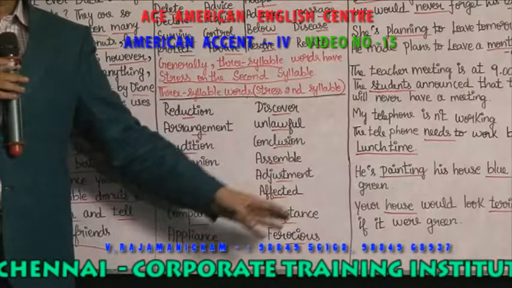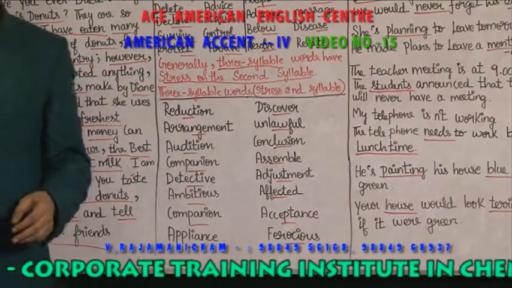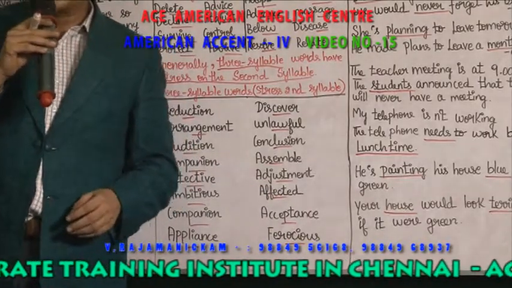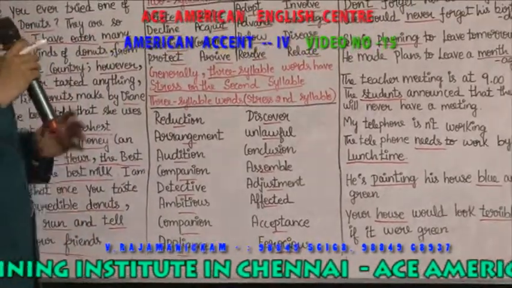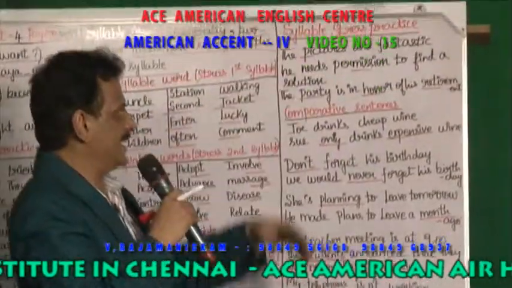Assemble. Assemble means it's a verb, isn't it? Which part of speech? It is a verb. So the second syllable should be stressed. Assemble, right? Now syllable stress practice.